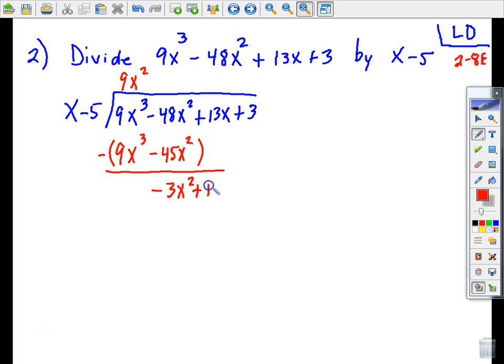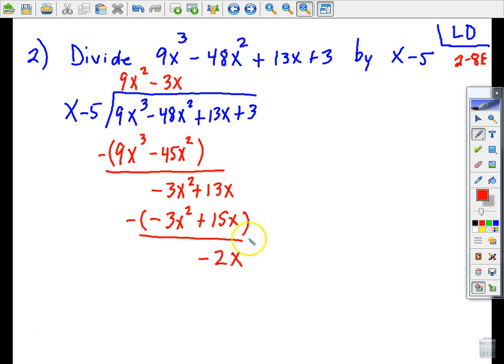Bring down the next term and repeat. x into negative 3x squared is negative 3x. And now multiply. Negative 3x times x, and negative 3x times negative 5 is positive 15x. Subtract. This makes 0. 13 minus 15 is negative 2x. Bring down the final term and repeat.